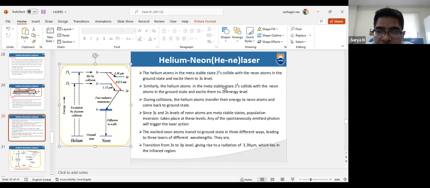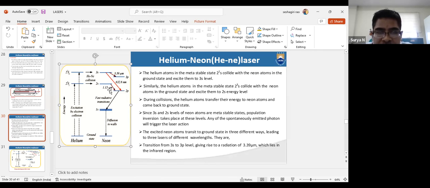Similarly, the helium atoms in the metastable state 2,3s collide with the neon atoms in the ground state and excite them to the 2s energy level. This is the metastable state for the helium atom. During collisions, the helium atoms transfer their energy to neon atoms and come back to the ground state.